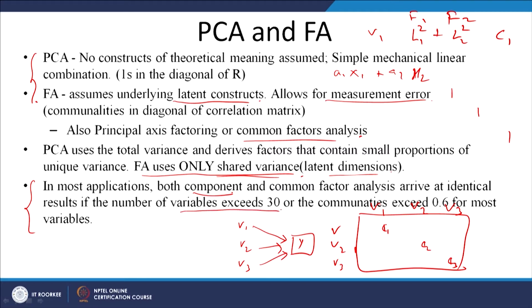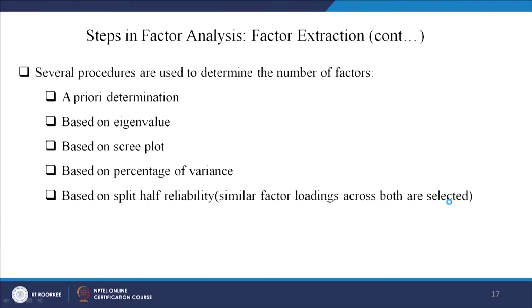In most applications, both component and common factor analysis arrive at similar results if the number of variables exceeds 30 or the communalities for most of the variables exceed 0.6. If this happens, then component analysis and common factor analysis converge towards each other and give very similar results. So, the argument whether I should use principal component analysis or factor analysis dies down there, and is of inconsequential effect in this kind of situation. Okay. Next step is, how do you determine the number of factors?